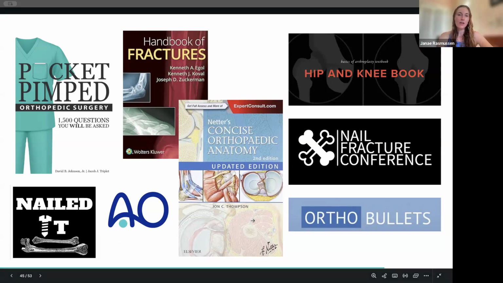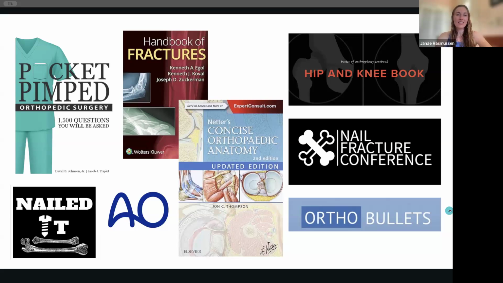AO here is for AO trauma. This is something I still use all the time as a resident, quickly on my phone to refresh on an approach. It has really nice visuals for when you're doing different approaches. What are the vascular or neurologic structures that you're keeping an eye out for?